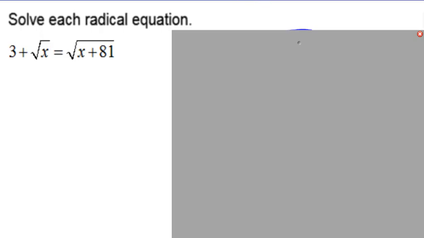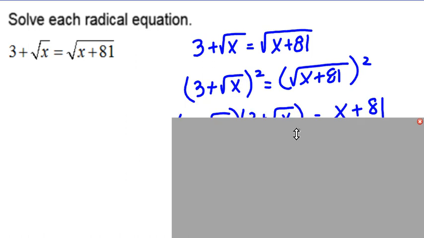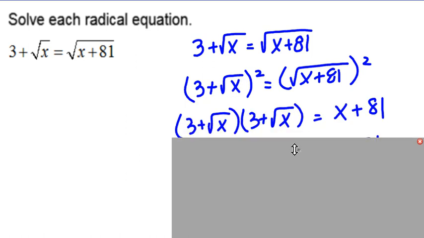Last equation, 3 plus the square root of x equals the square root of x plus 81. So again, solving the radicals, we want to make sure if there's multiples, there's 1 on each side of the equation, which there is. To undo a square root, that's something to the 1/2 power, we're going to square it. So we know on the right-hand side, these will undo and we'll be left with x plus 81. On the left-hand side, remember, there's 2 of these being multiplied together. So we're going to have some distributing to do.